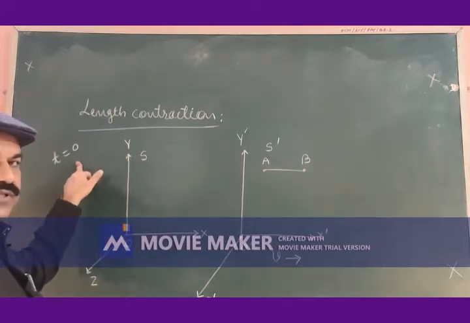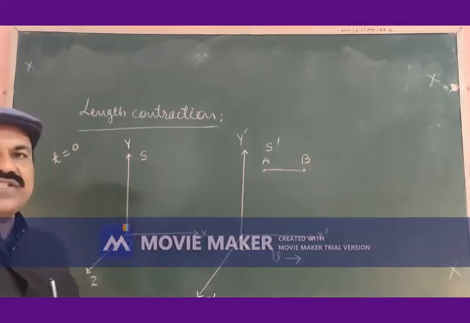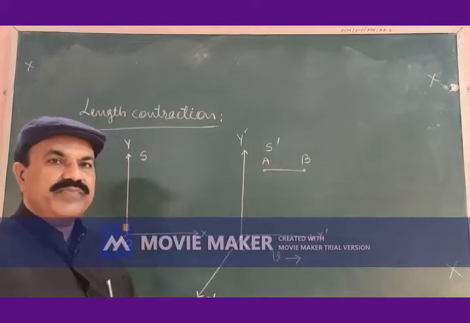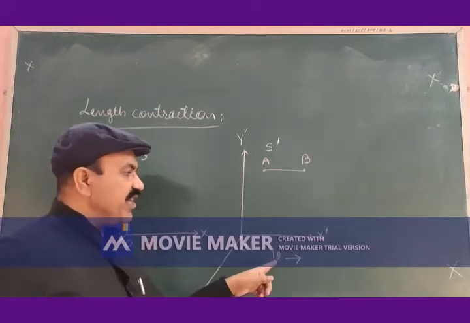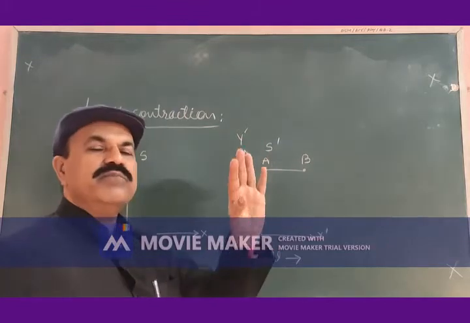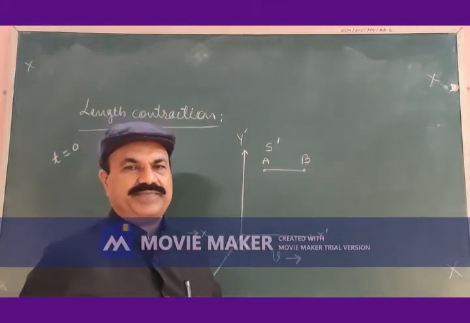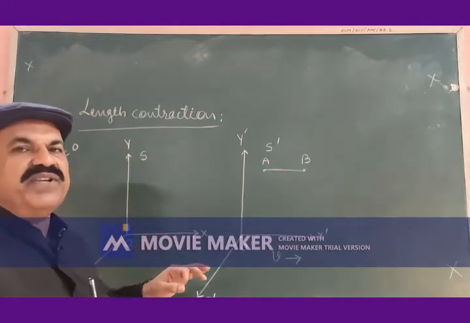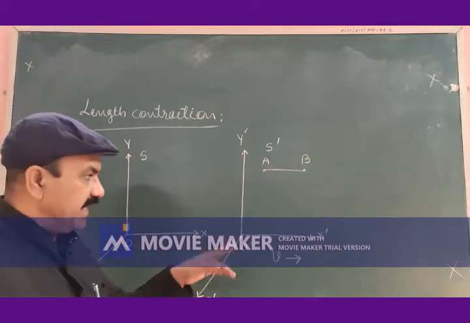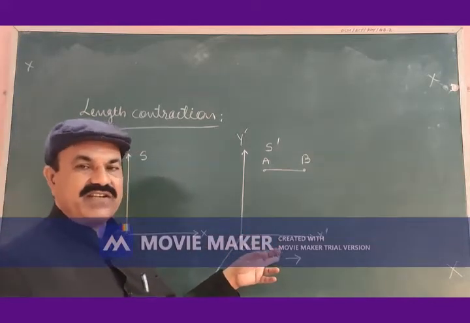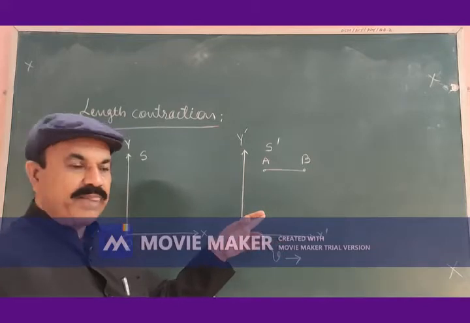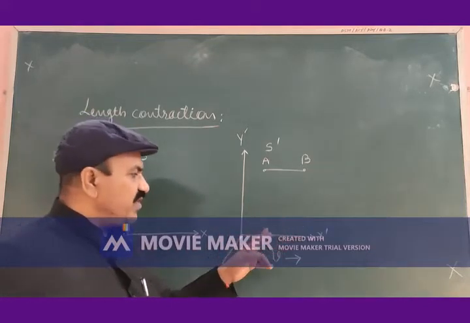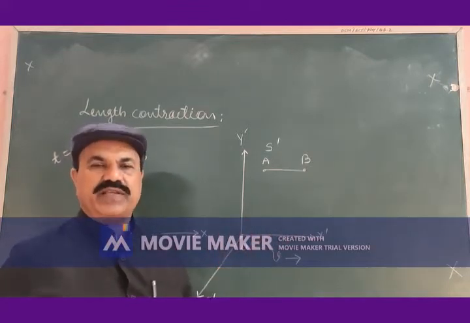At t is equal to 0, the second coordinate system S prime started moving with a constant velocity v along positive x direction. First frame of reference will be stationary, and now second frame of reference S prime is moving along positive x direction with constant velocity v.